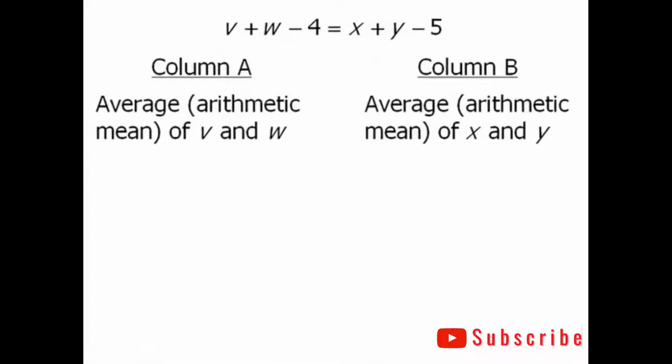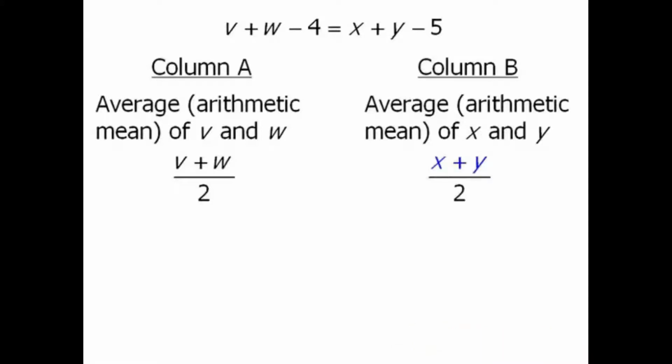Okay, let's begin with column A. The average of v plus w will be equal to v plus w over 2. Similarly, for column B, the average of x and y will be equal to x plus y over 2.